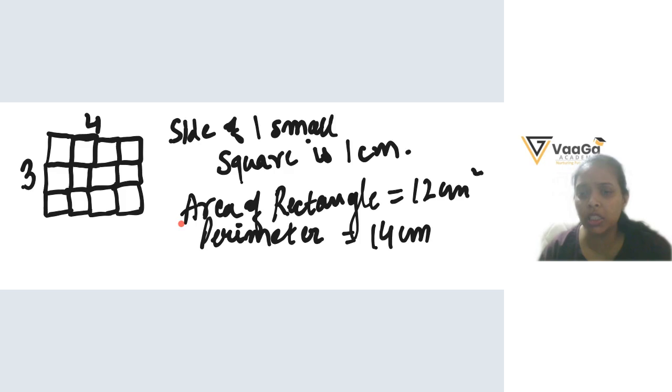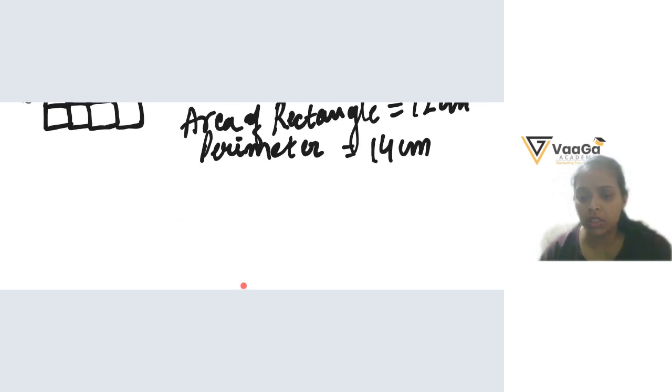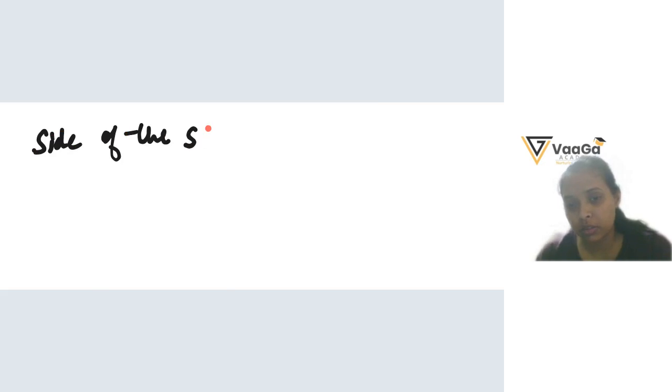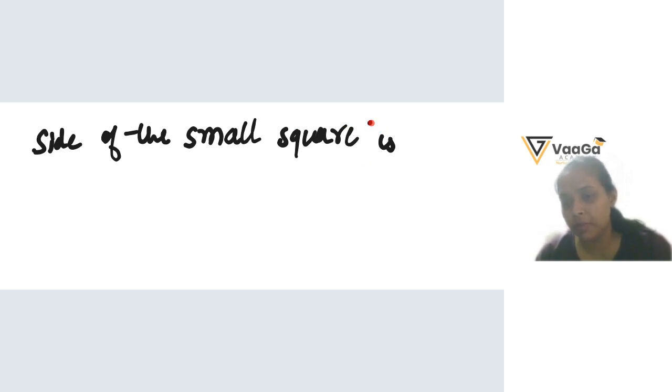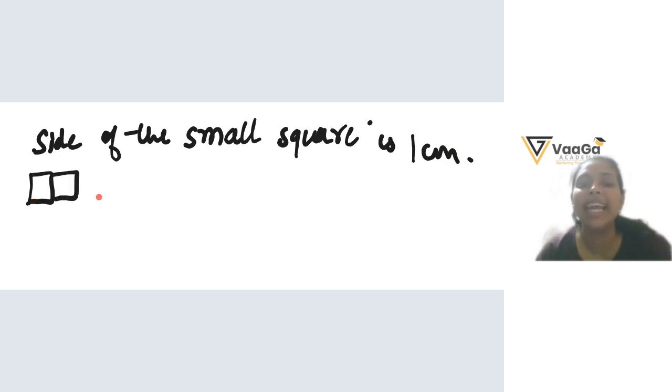Okay, let's try one more. Again, in this, the side of the small square is 1 centimeter. So I am giving you two figures. You have to tell me which one of them has a greater perimeter.